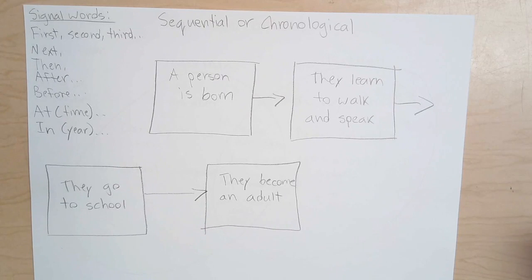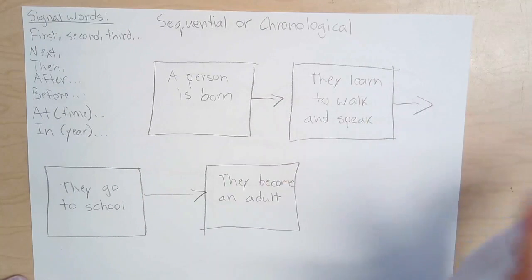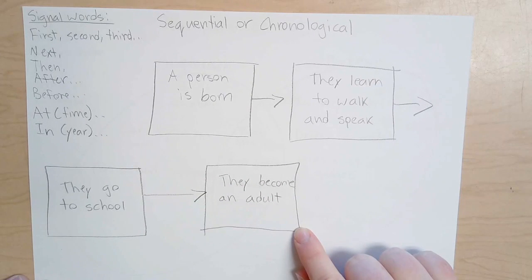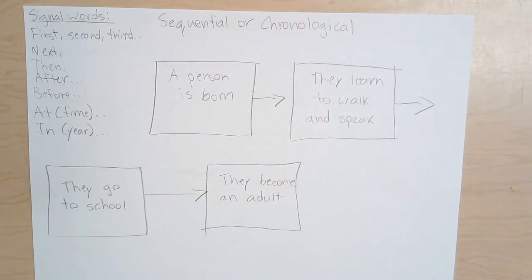So what this looks like is usually a flow chart. Let's say you were reading something about the lifetime of a person. First thing that happens is they're born. Then they learn to walk and speak. Then they go to school, and then they become an adult. Obviously leaving a lot of details out here, but this would be sequential because it doesn't give us a specific time for when these things happen.